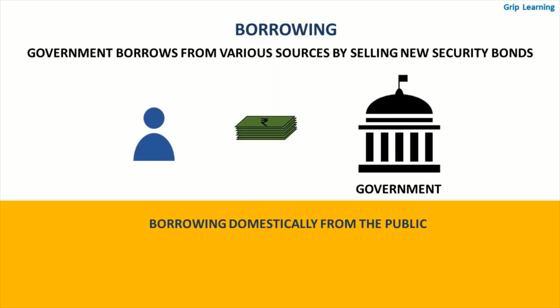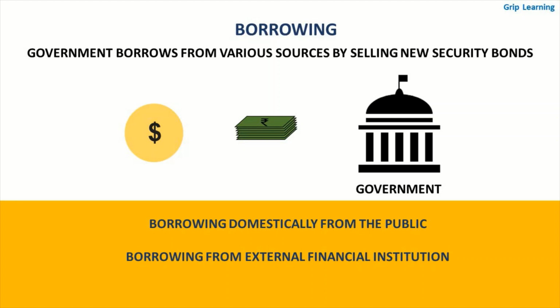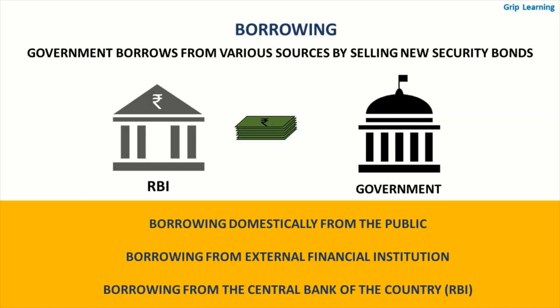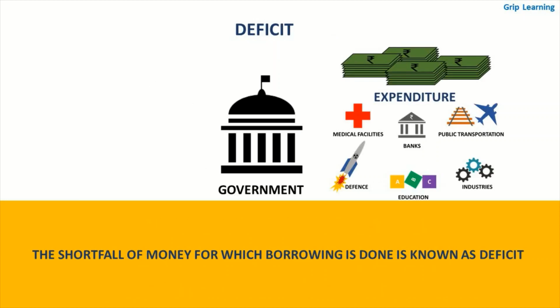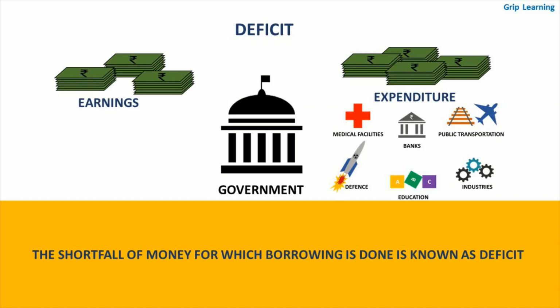Government borrows from various sources by selling new security bonds, such as borrowing domestically from the public, borrowing from external financial institutions, borrowing from the Central Bank of the country, Reserve Bank of India. The shortfall of money for which borrowing is done is known as deficit. Expenditure is equal to earnings plus borrowings or deficit.